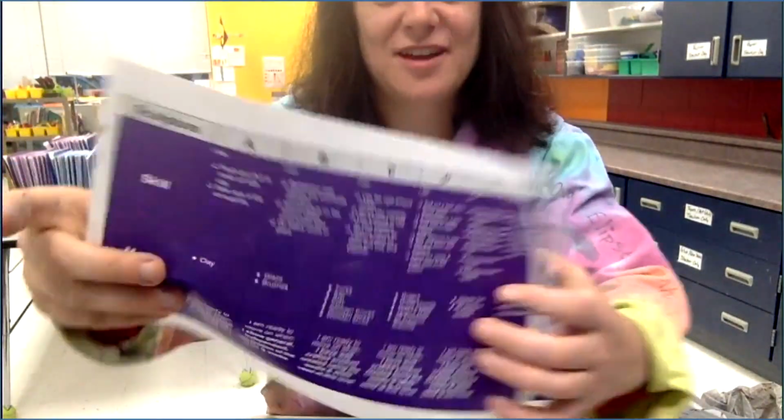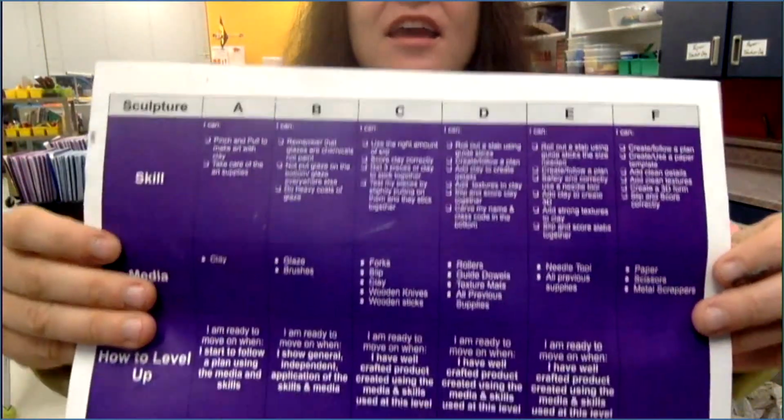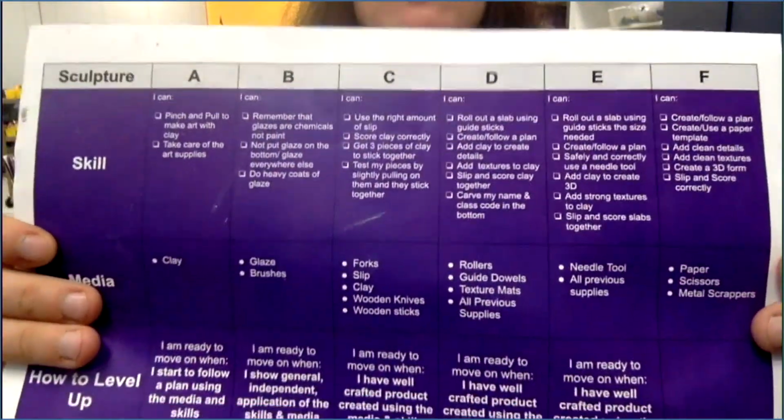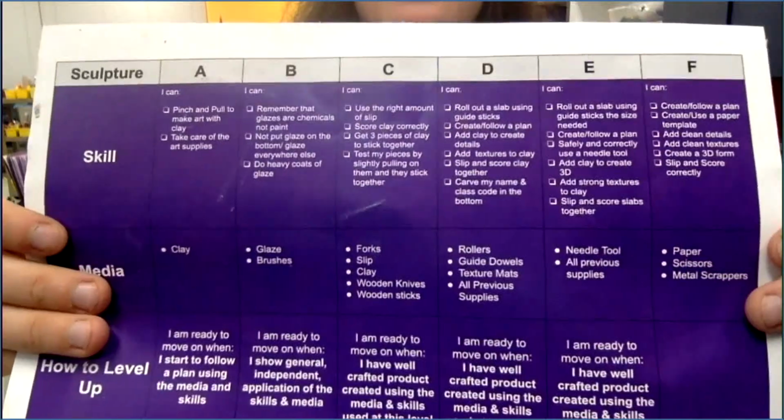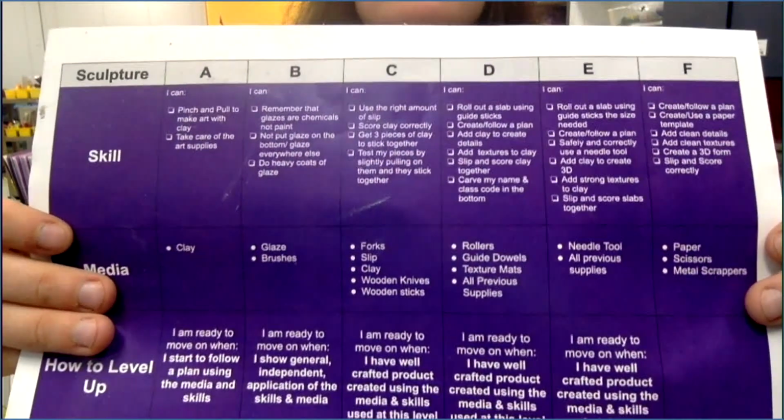Hello, art students. Miss Rush here to show you how to do level C at the Sculpture Center. This means we are learning how to slip and score. Let's read our I can statements to see what we need to learn. So it says, I can use the right amount of slip. I can score the clay correctly. I can get 3 pieces of clay to stick together.